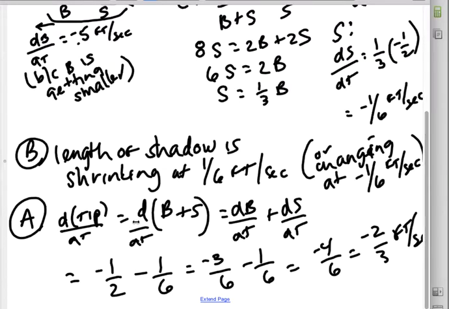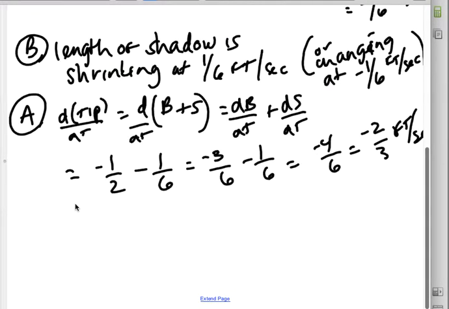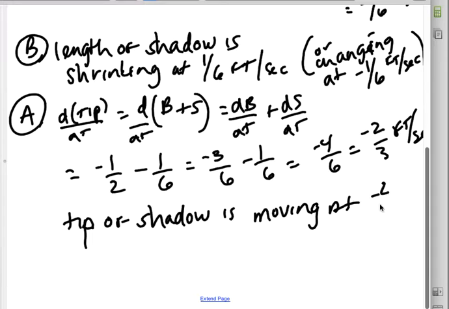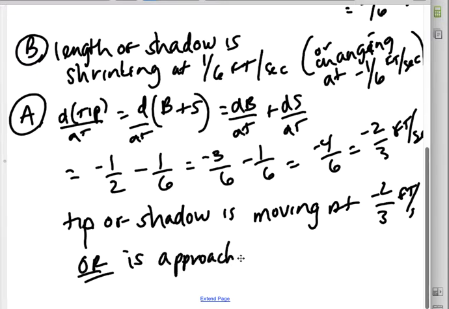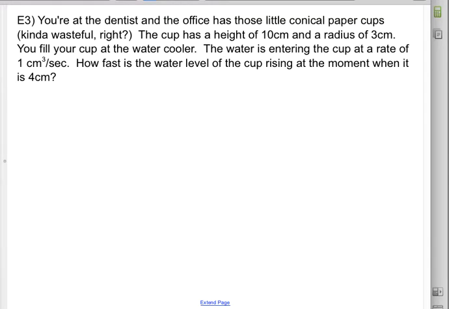per second. So to answer the question, the tip of the shadow is moving at either negative 2/3 feet per second, or you could say is approaching the lamp at 2/3 feet per second, right? Because again, if you're indicating the direction with your words, you don't necessarily have to indicate the direction with your sign, right? Okay.